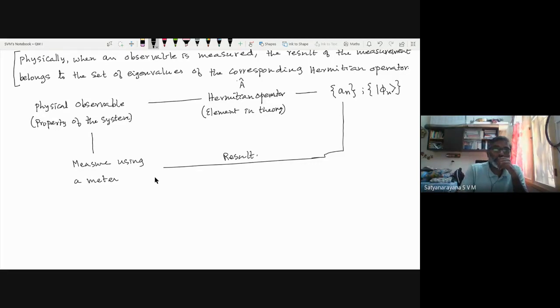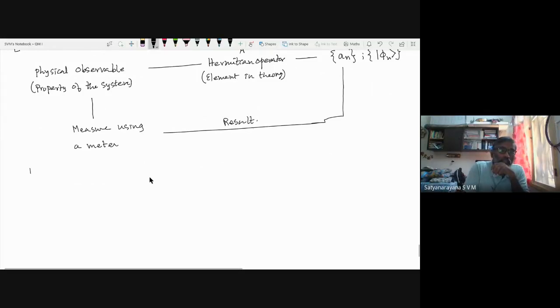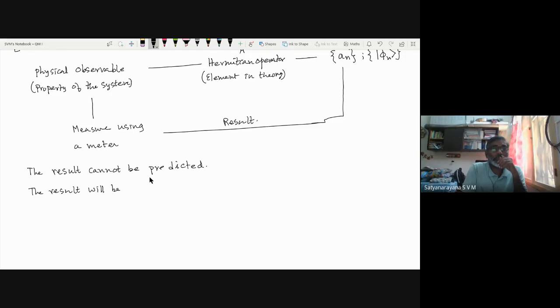Now a very important aspect of quantum mechanics comes in here: the result cannot be predicted. The result will be one of the eigenvalues, occurring randomly. Okay, so this is very important.